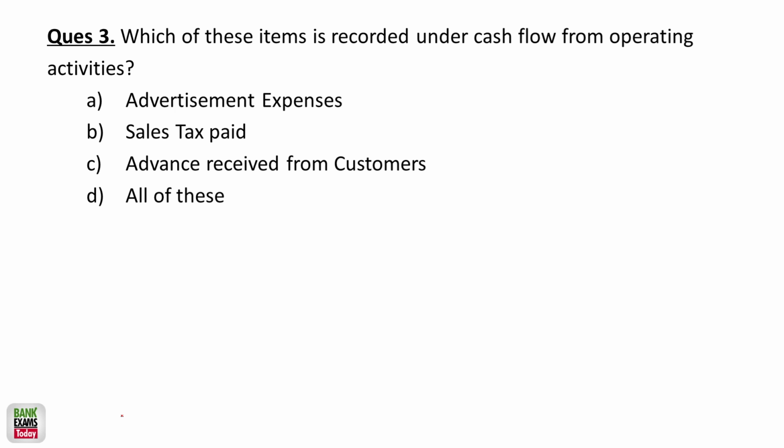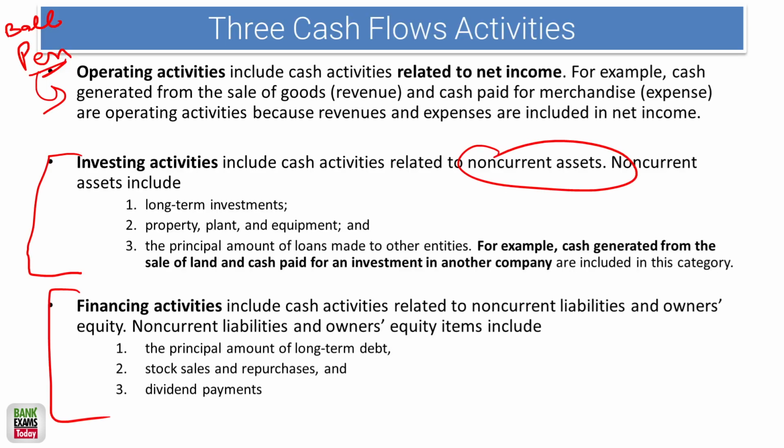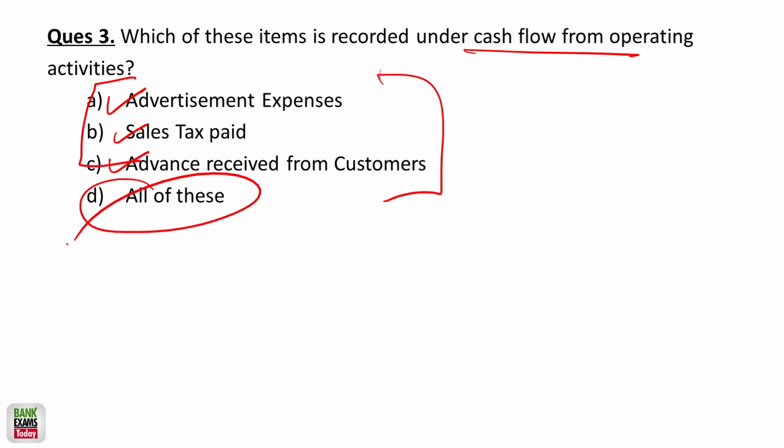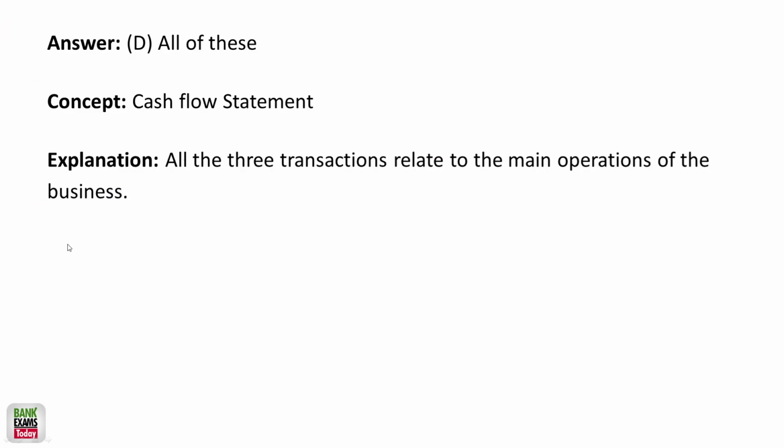Which of these items are recorded under the cash flow from operating activities? Let's say you produce pens: the sales tax, the advance received from customers, advertisement expenses. You are making pens to sell those pens, you are spending money on advertisement, sales tax is there, and advances are received from customers. All that are really related to the pen that you produce and sell. So all of these is the correct answer. The third answer is all of these.